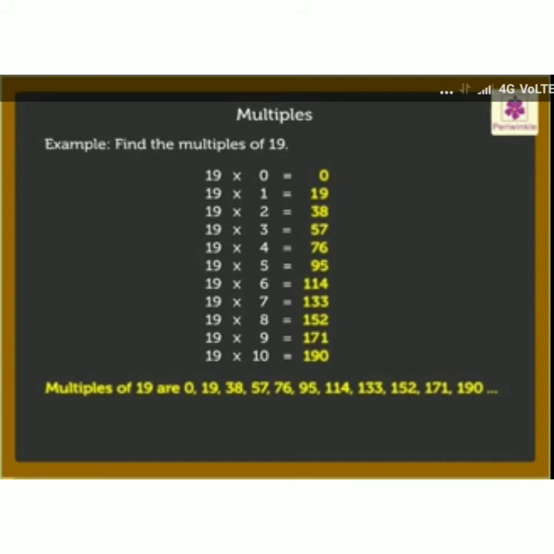Next, the multiples of 19. In a similar way, you multiply 19 with every number and you get the products, which are the multiples of that number. 19 zeros are 0. 19 ones are 19. 19 twos are 38. 19 threes are 57. 19 fours are 76. 19 fives are 95. 19 sixes are 114. 19 sevens are 133. 19 eights are 152. 19 nines are 171. 19 tens are 190. So 0, 19, 38, 57, 76, 95, 114 up to 190 are all multiples of 19.